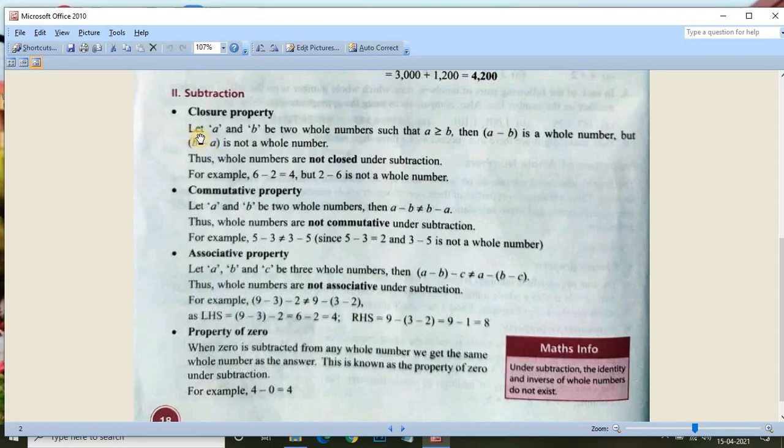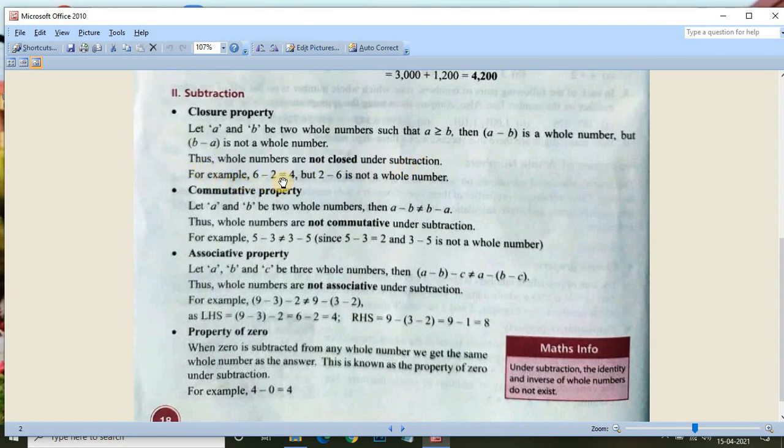Closure property. Let a and b be two whole numbers such that a is greater than or equal to b. Then (a minus b) is a whole number. If this condition is given, then a minus b is a whole number. But b minus a is not a whole number if this condition is given. Thus, whole numbers are not closed under subtraction.